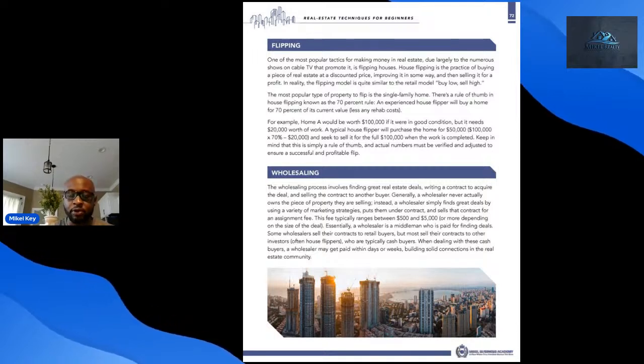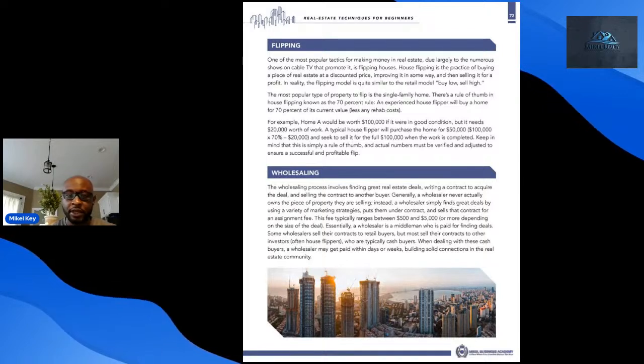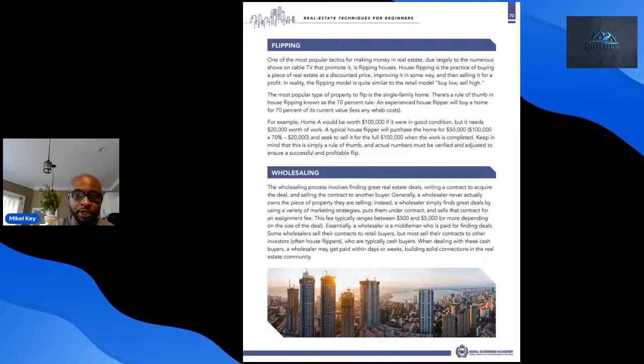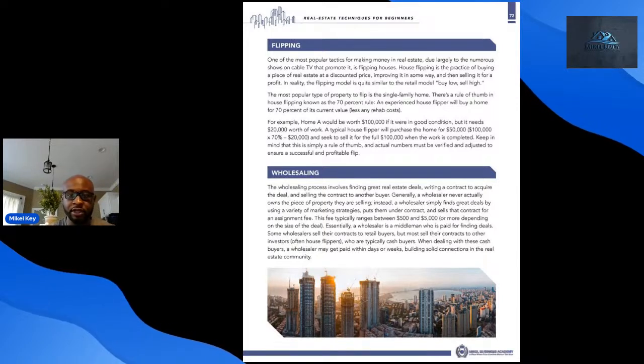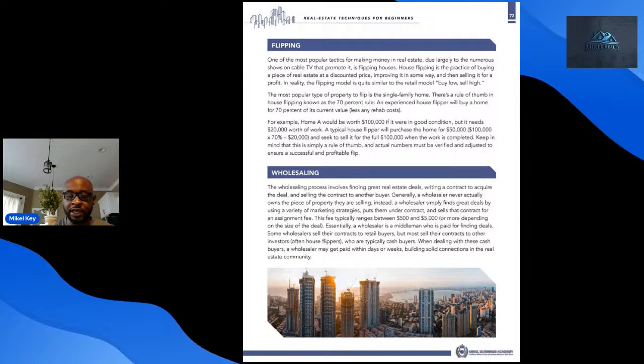So that's a simple way at how we calculate an ARV. You can also partner with an experienced licensed realtor, and they can teach you how they come up with the after repair value or the listing price on what they put properties on the market. Okay, but that's a simple way.